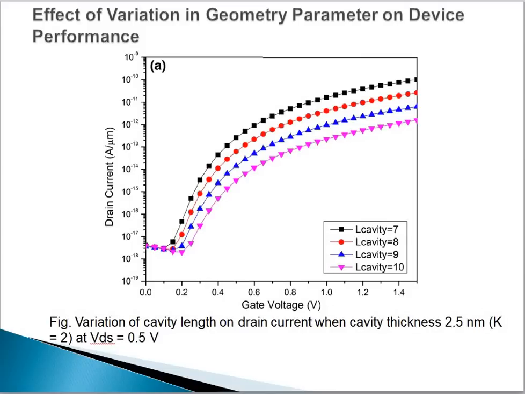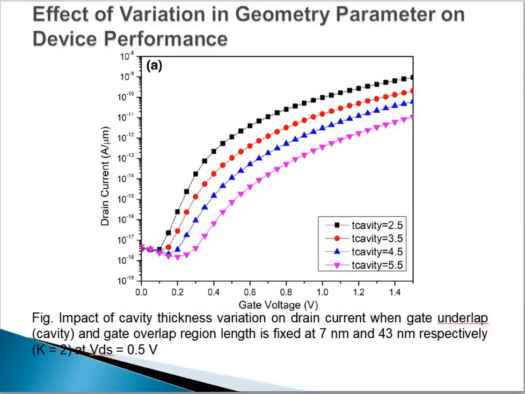Next is the effect of variation of geometry parameters on the device performance. The figures show the drain current variation with respect to gate bias for different values of cavity length. As the length of the cavity is increased from 7 to 10 nanometer while maintaining the gate length constant, it is observed that the on current decreases. I have already explained that if you increase the length of the cavity, the drain current starts reducing because it increases the barrier width at the source channel interface.